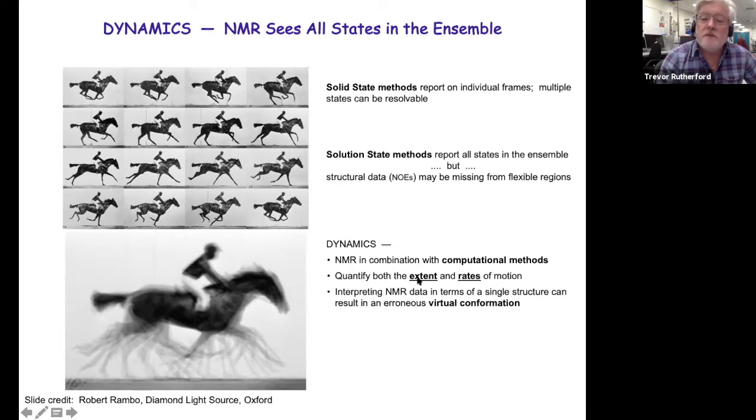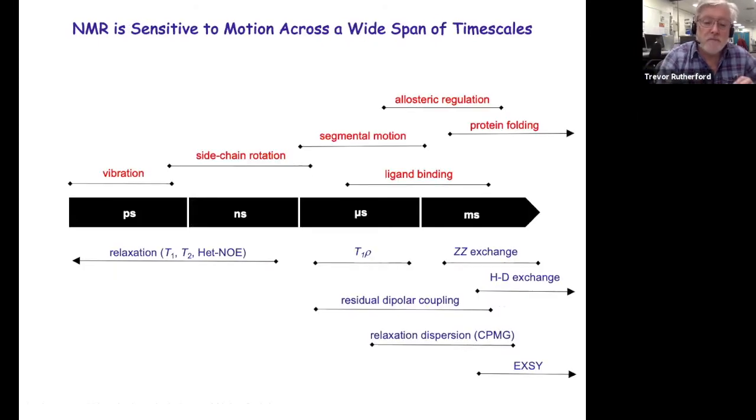You can quantify both the extent and the rates of motion that are in there, but resolving individual conformations can be sometimes exceedingly challenging. If you were to ignore the information completely and try to interpret the NMR data in terms of a single structure, without going to the whole ensemble, you can end up with an erroneous, what's called a virtual conformation, one that's not actually populated in physical space. So we have to be sufficiently cautious about the way in which we treat the dynamics and the presence of the ensemble. This is a slide from Jane's talk later in the week.